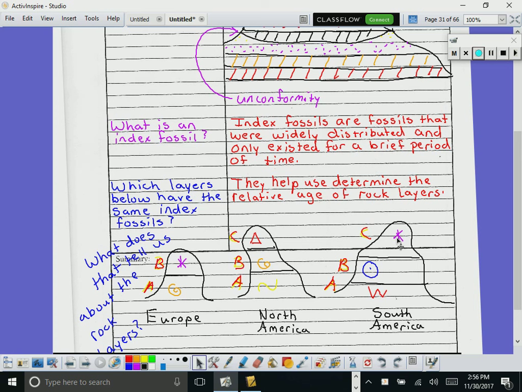Yeah, you would be right. I know you're right. Lily, I know you got it right. Basically what that means is that this rock layer and this rock layer were formed at exactly the same time, just like this rock layer and this rock layer were formed at exactly the same time.